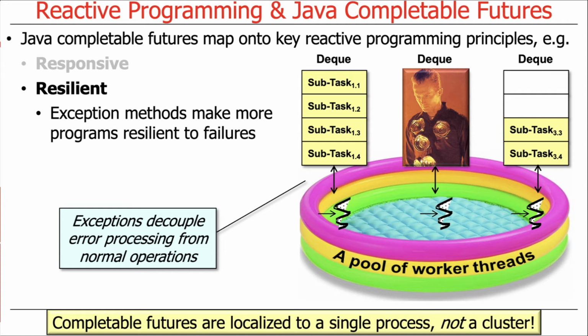And even though one asynchronous computation may fail, we can handle that computation's failure and then either keep going or restart or return some default value or whatever we need to do. CompletableFutures, by the way, like parallel streams, are localized to a single process on a single machine. They don't run in a cluster of machines. That's just something to keep in the back of your head.